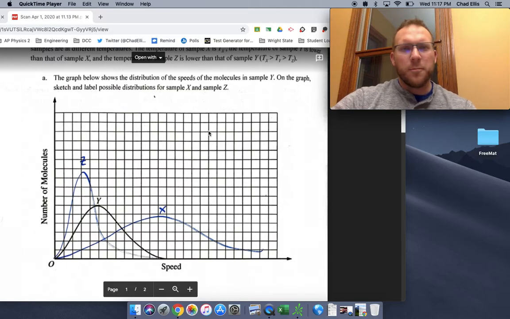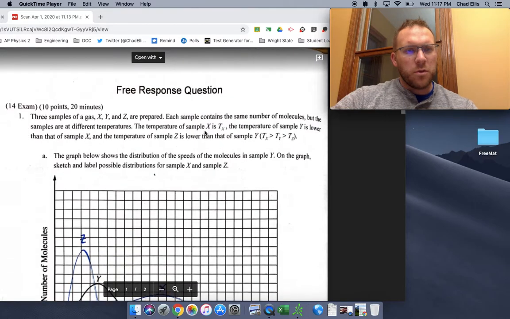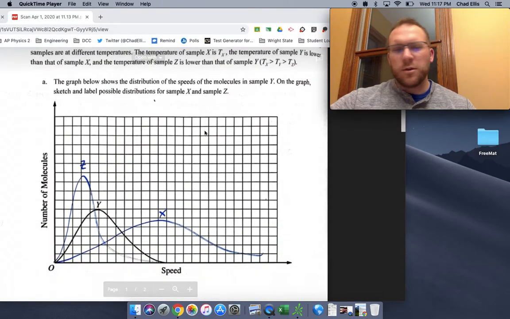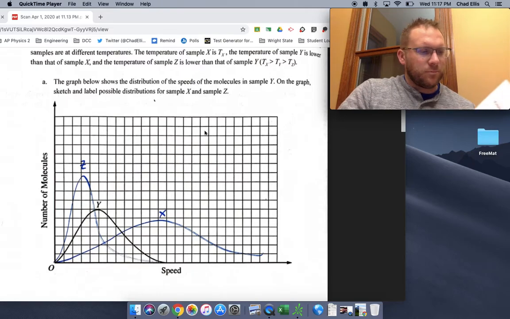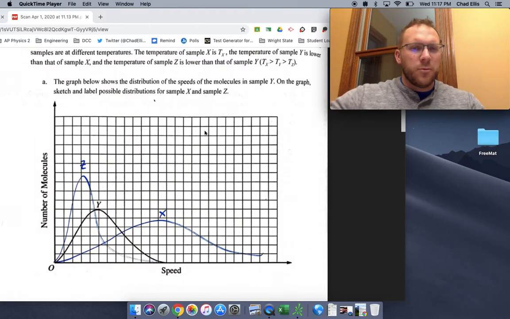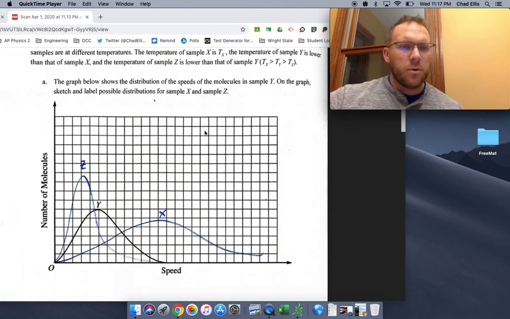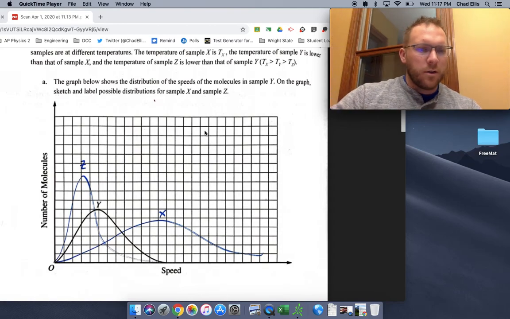All right, hey guys. I just wanted to go through this free response question dealing with thermodynamics. This is on page 17 of our review packet. Just kind of go through the thought process that I had as I was working through it. Obviously, you have the answer key in the back and scoring guide, so use that to help. But here's kind of how I thought through the process.